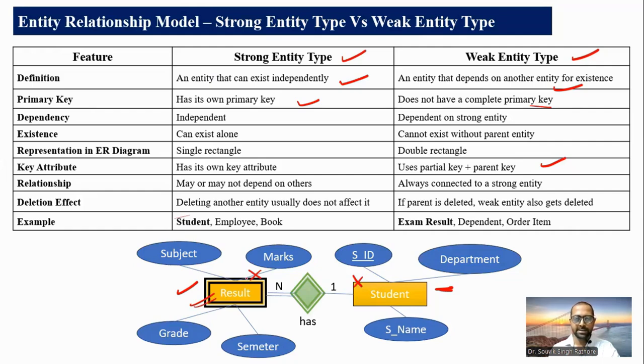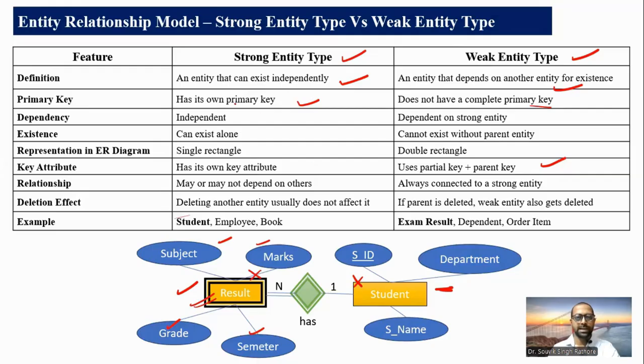And you can see here we are using a double rectangle to represent the result. The relationship connecting them is also shown using the double diamond, indicating the identifying relationship. Once again, the result may have information like subject, marks, grade, or semester, but all these details become meaningless without the student entity type.